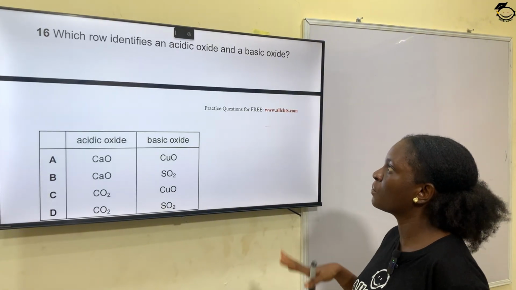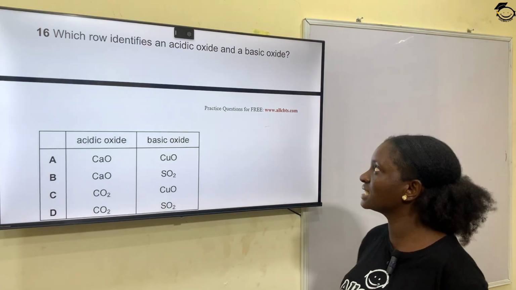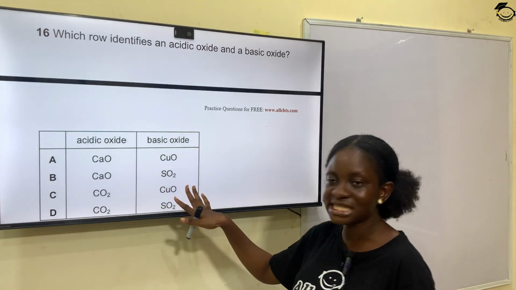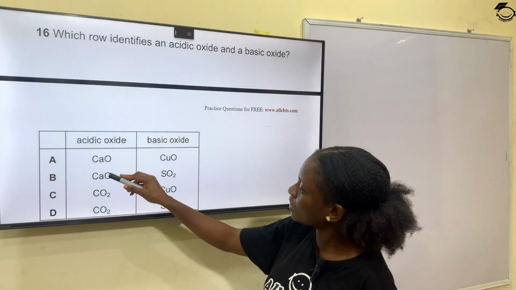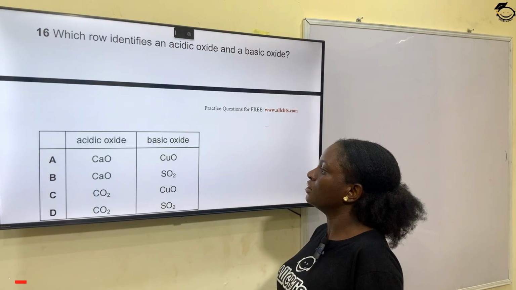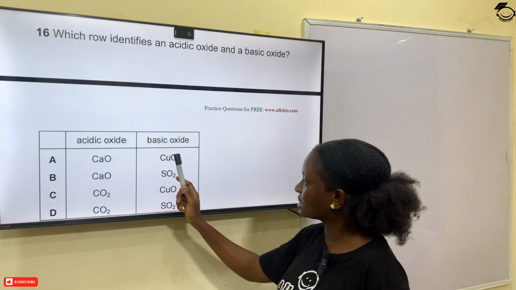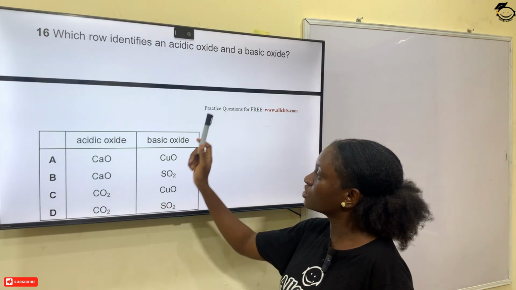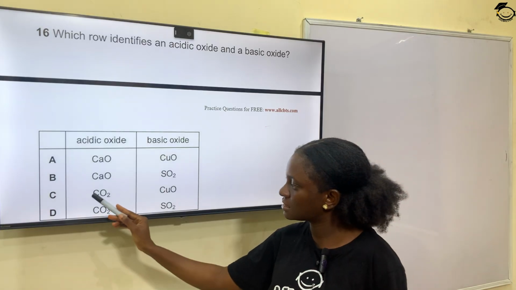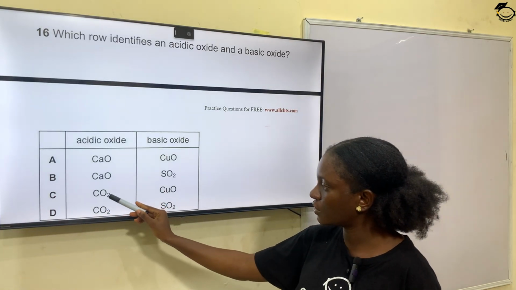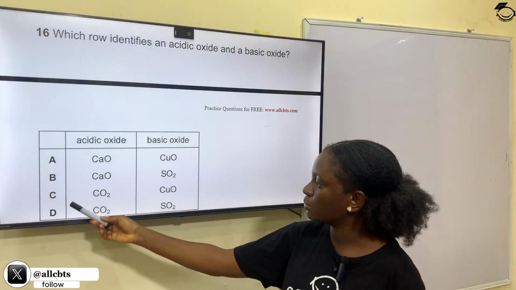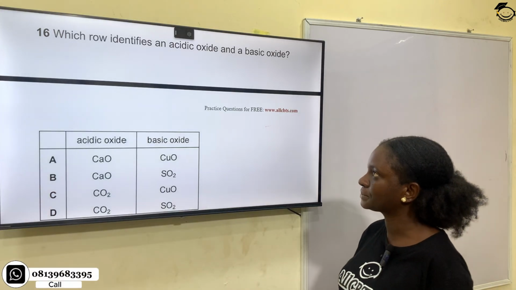Question 16. Which row identifies an acidic oxide and a basic oxide? So which row from this table corresponds with the acidic oxide heading and basic oxide? So the option A, calcium oxide, copper oxide. The only option that has an acidic oxide is CO2, carbon dioxide, and copper oxide, CuO. That's option C, the correct answer.